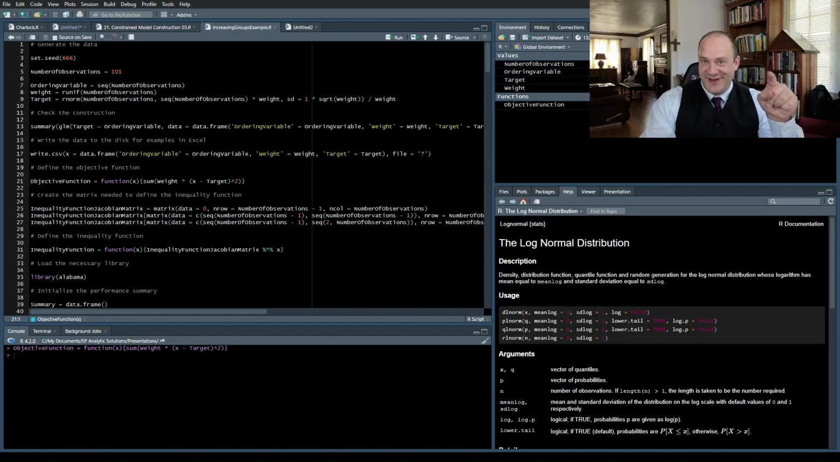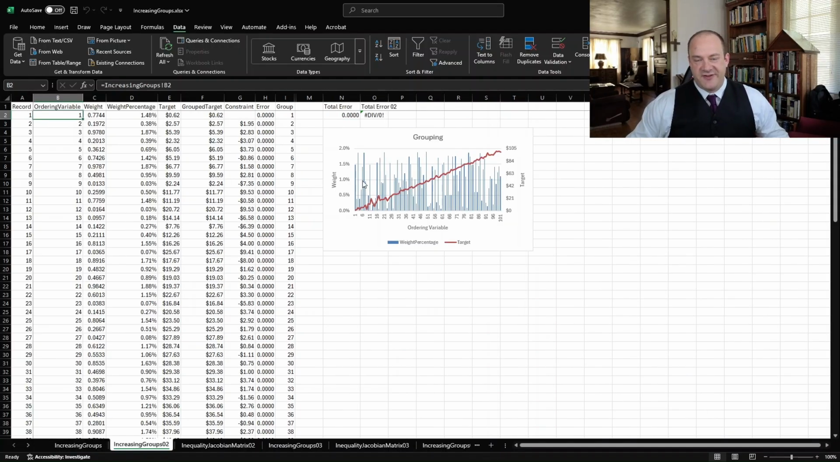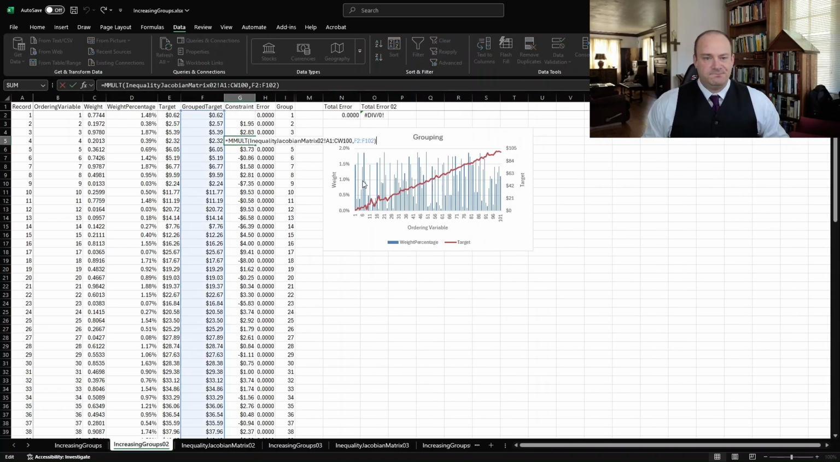Well, again, before doing it in R, you should always do it in Excel. So we're going to go back to that now. You flip back to Excel, and that's the whole purpose of this tab here, increasing groups O2. It is now our constraints. What is going on here with the constraints? We have a constraint column. We didn't have that over here. And what's it doing? Well, apparently, you can tell by the braces here that this is an array command in Excel.